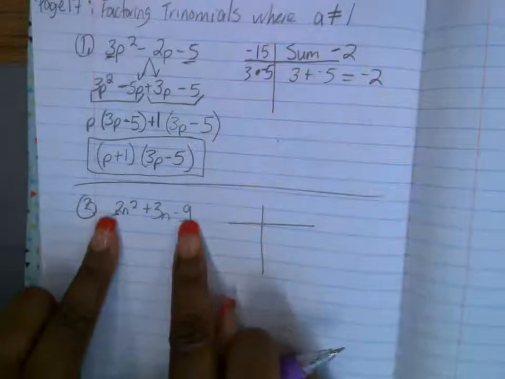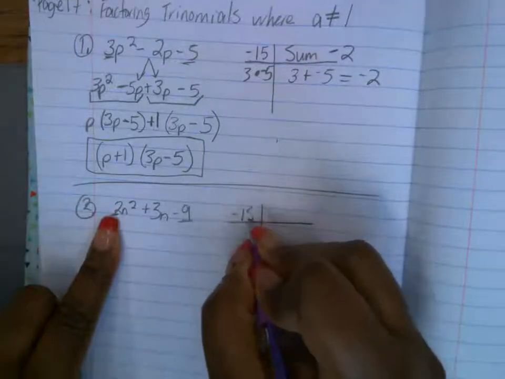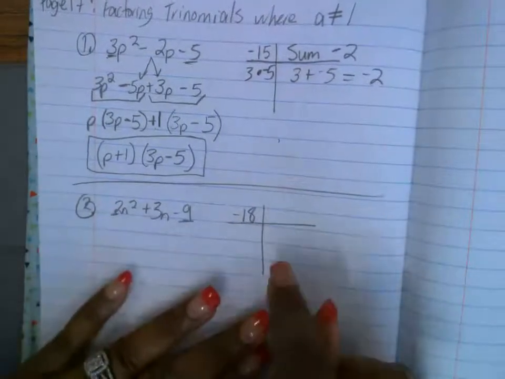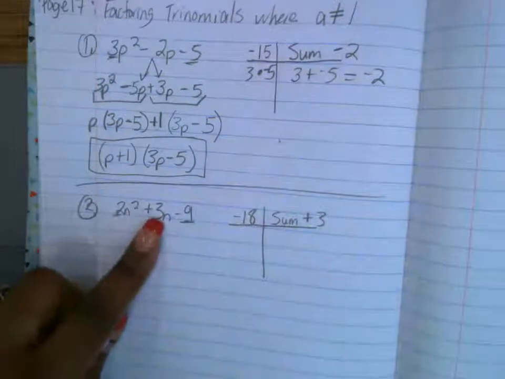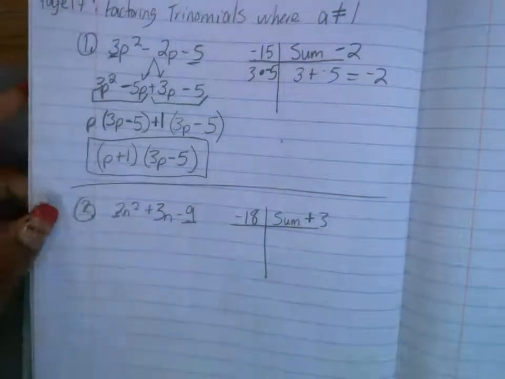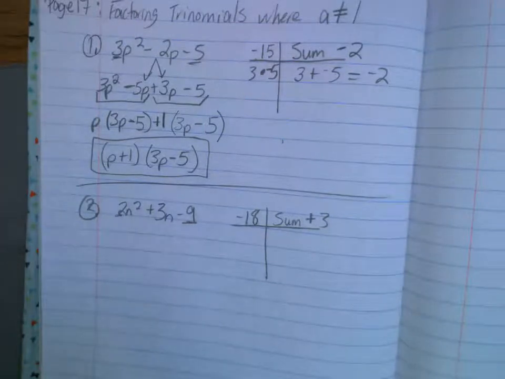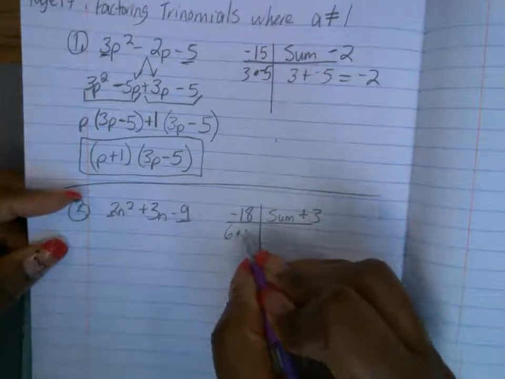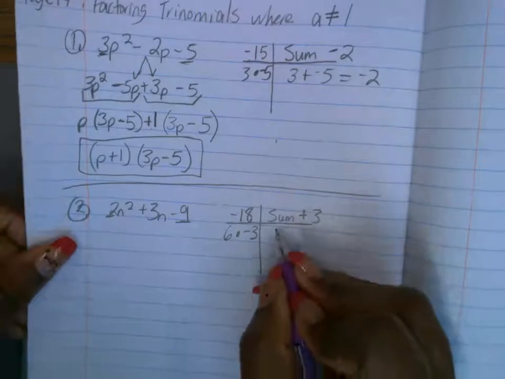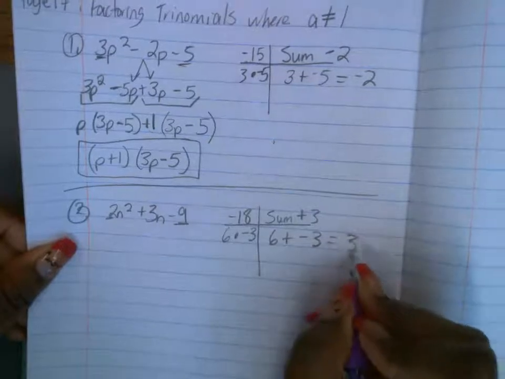When we multiply this together, what do we get? Somebody said, I think, negative 18. Okay. And what are we going to write in this second column here? Sum of what? Positive 3. Just the 3, just the coefficient, okay? What two numbers can be multiplied together to give me a negative 18, and when you add them together, gives you a positive 3? A positive 6 times a negative 3. Okay? Because positive 6 plus a negative 3 gives you a positive 3.